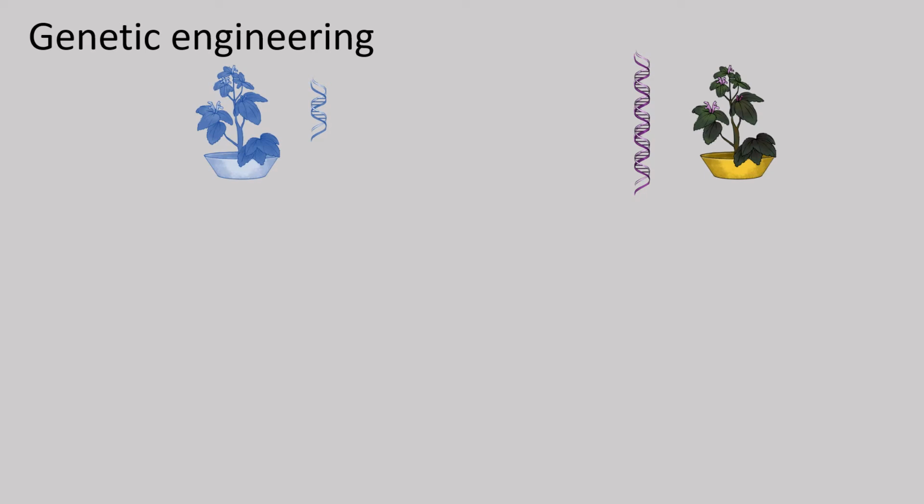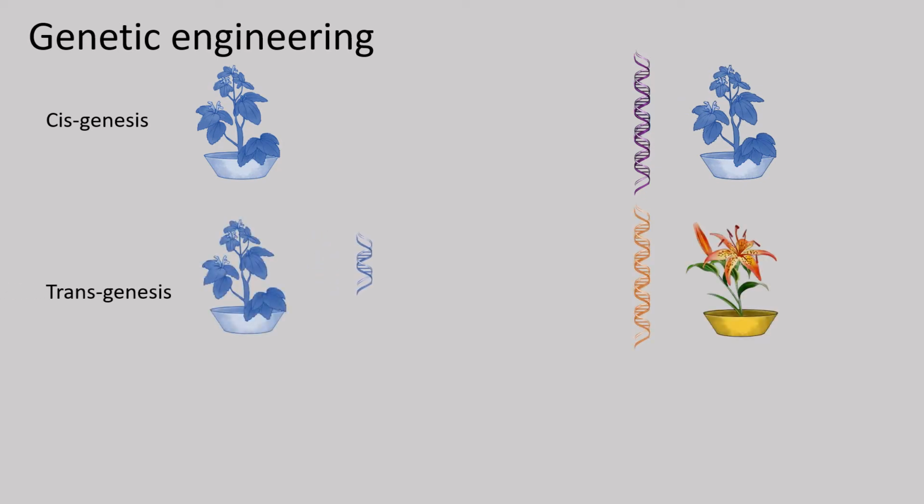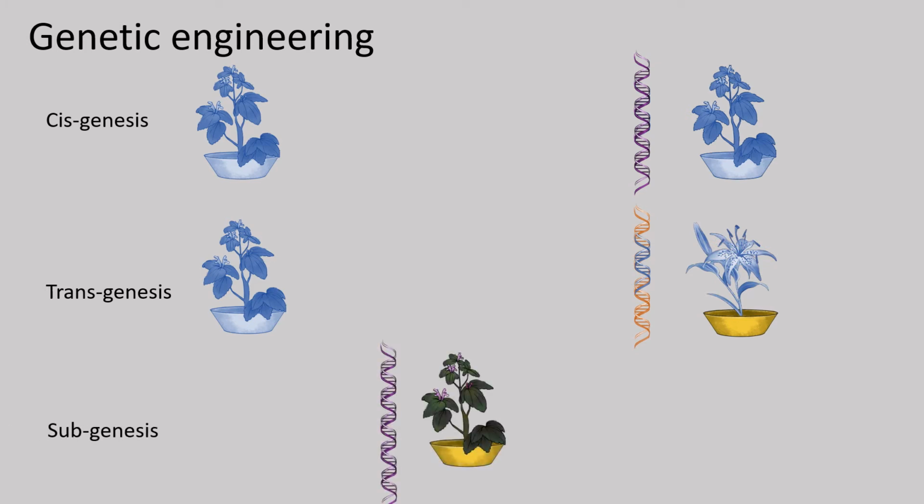Genetic engineering is simply defined as the precise modification of an organism's DNA by inserting DNA from another organism. Depending on the source of the inserted DNA, we distinguish between cisgenesis, where a gene from the same species is inserted in a target organism, transgenesis, where a gene from another species is inserted in the target organism, and more recently, subgenesis, where no foreign DNA is inserted, but the plant is induced to make its own targeted genome modifications.